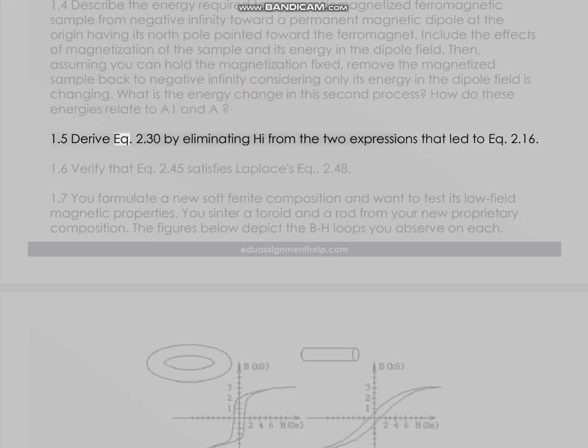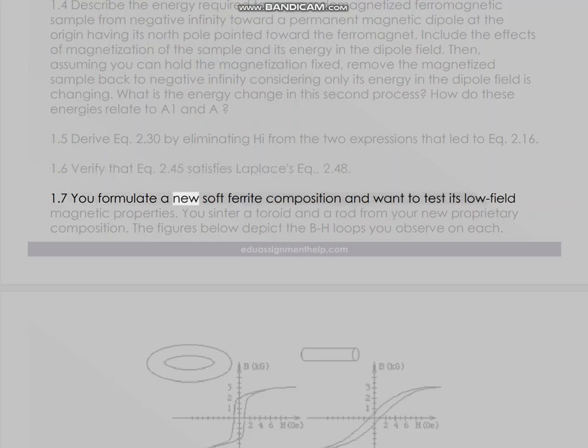1.5. Derive Eq. 2.30 by eliminating H_demag from the two expressions that led to Eq. 2.16. 1.6. Verify that Eq. 2.45 satisfies Laplace's Eq. 2.48.